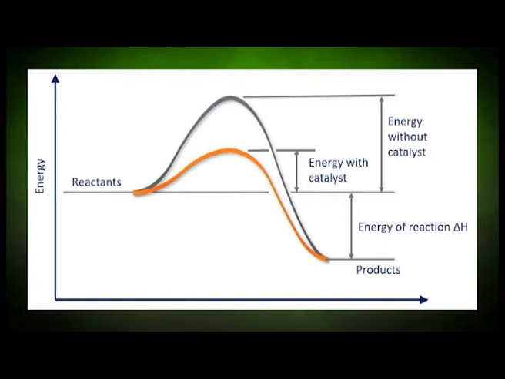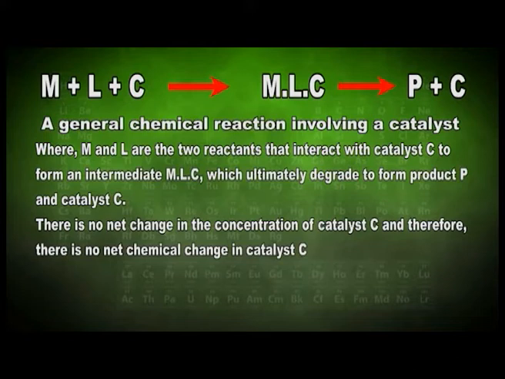of reaction is enhanced. A general chemical reaction involving a catalyst is shown here, where M and L are the 2 reactants and interact with catalyst C to form an intermediate called MLC, which ultimately degrades to form product P and regenerate catalyst C. There is no net change in the concentration of catalyst C during the process, and therefore there is no net chemical change of catalyst C.